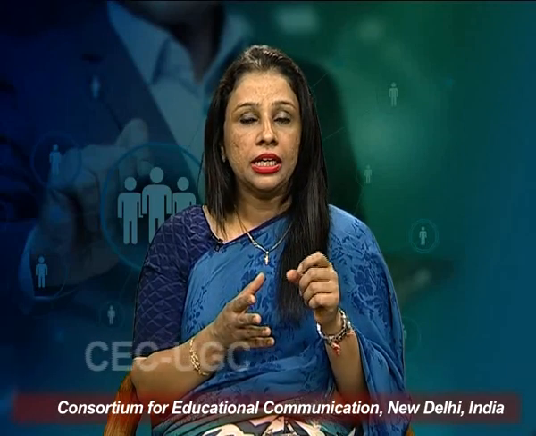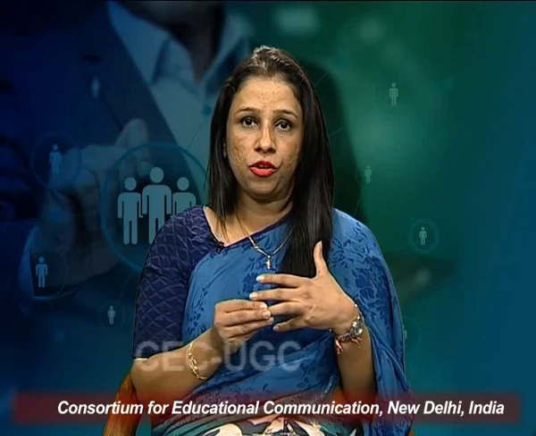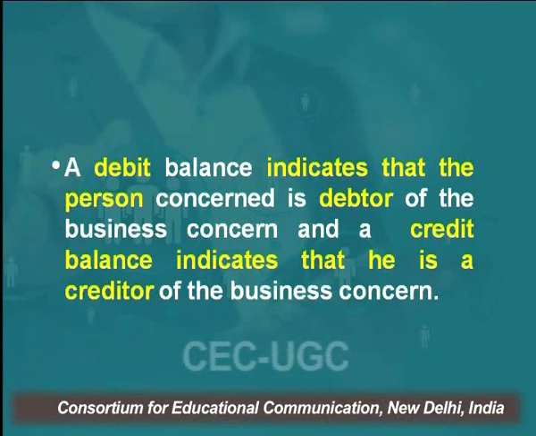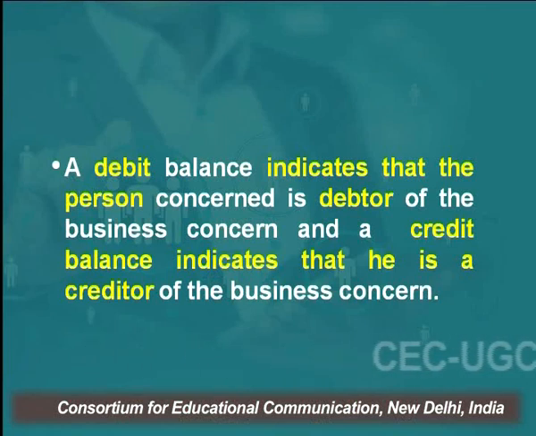So while preparing the personal account, if there is a debit balance, that person is known as a debtor, and if there is a credit balance, that person is known as a creditor of the business concern. So accordingly, you have to see what kind of balance is there in the books of accounts. Accordingly, we have to treat. So in personal account, all types of persons come under this account.